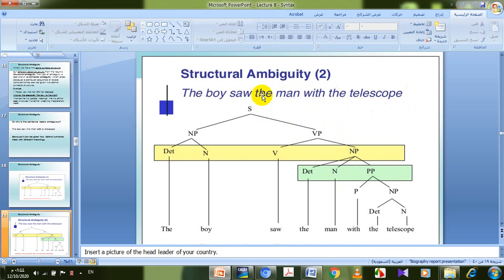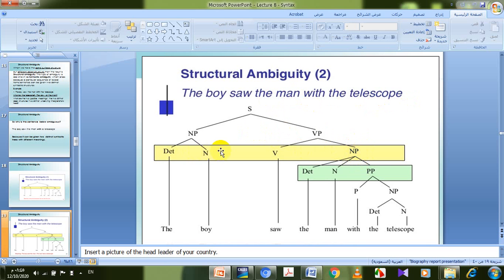Why didn't we divide it into the man in one subdivision and with a telescope in another subdivision? Because the man with the telescope functions as one noun phrase, as if with a telescope is an adjective. Like the strong man, as if it is an adjective. The man with a telescope. So with a telescope functions as an adjective, and that's why the whole part, the man with a telescope, is one noun phrase, one part.